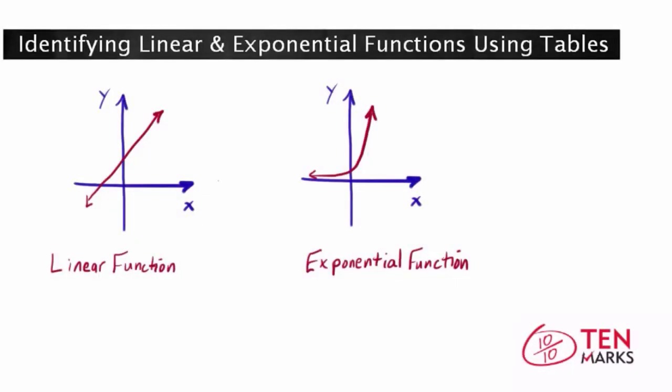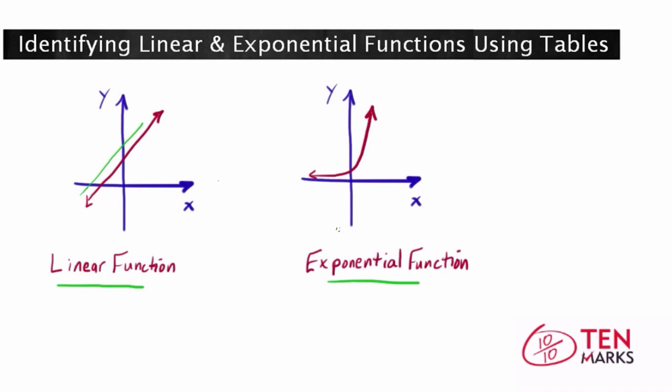This lesson explains how to identify linear and exponential models using tables. The graph of a linear function is a straight line. Exponential functions are curves. What does this tell you about the rate of change for a linear function versus an exponential function? Well, linear functions have a constant rate of change. You can tell by looking anywhere on this line and you see that the slope of the line doesn't change at any point. As x increases, y increases, and it's the same amount each time.